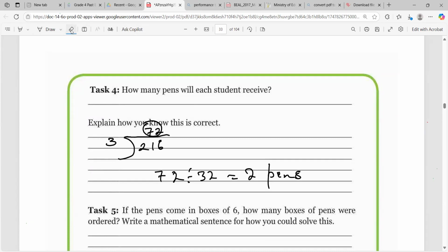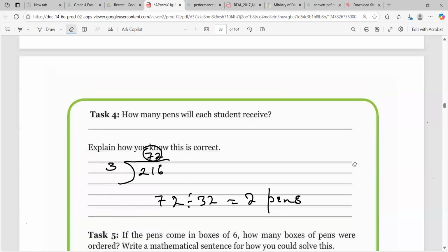All right, let's reason it out. The answer is actually correct, but I'm not sure of the method. Let's reason it out, guys. I want you to reason it out with me and tell me if you agree with me.